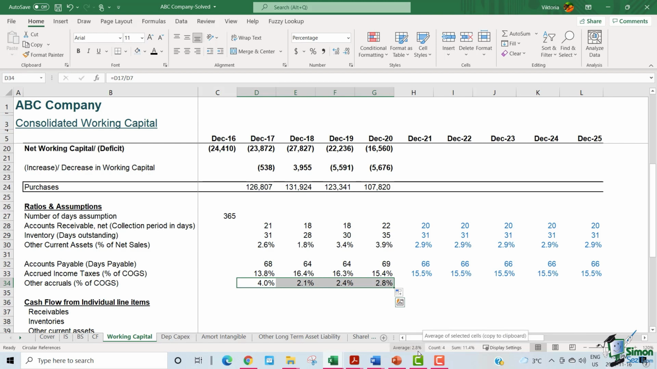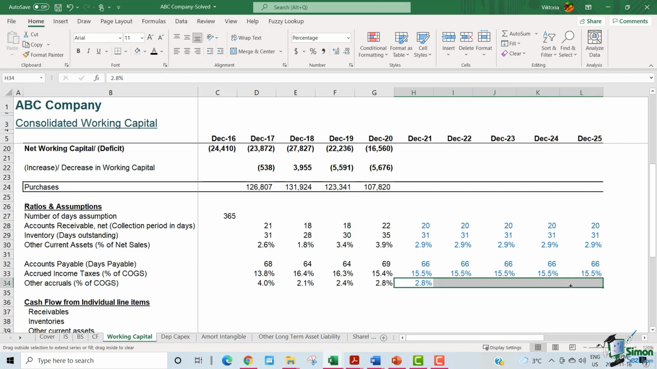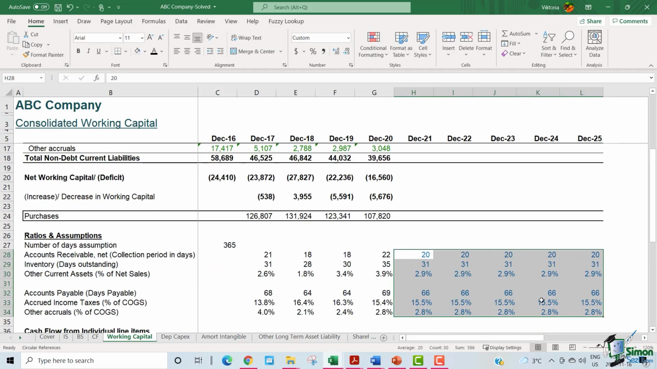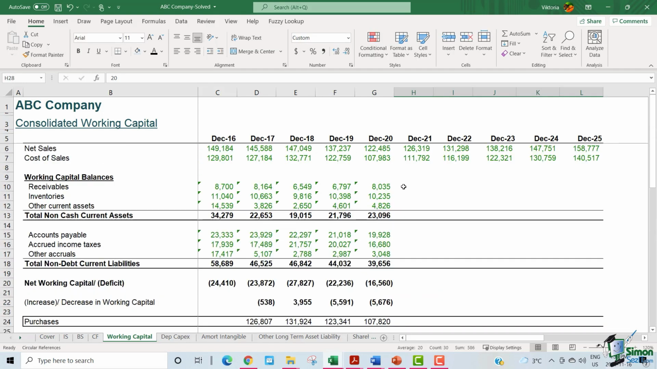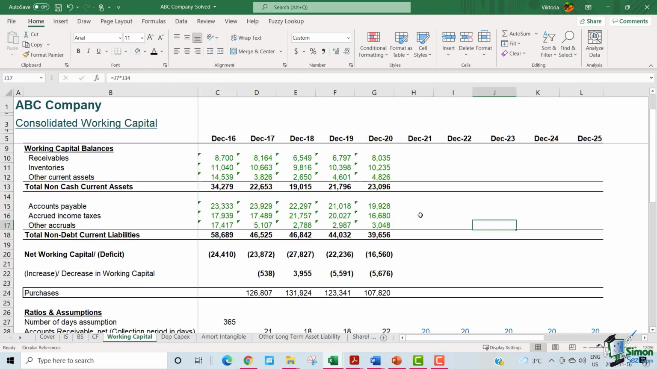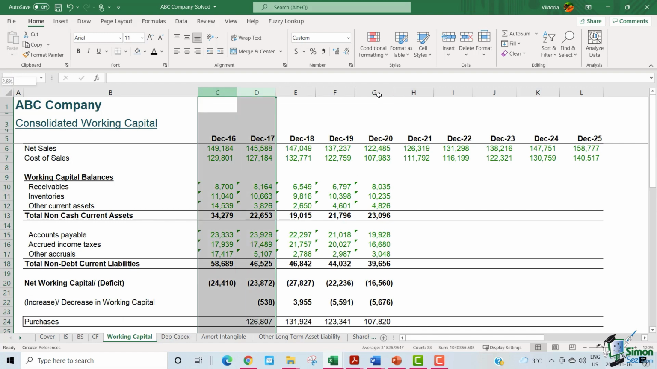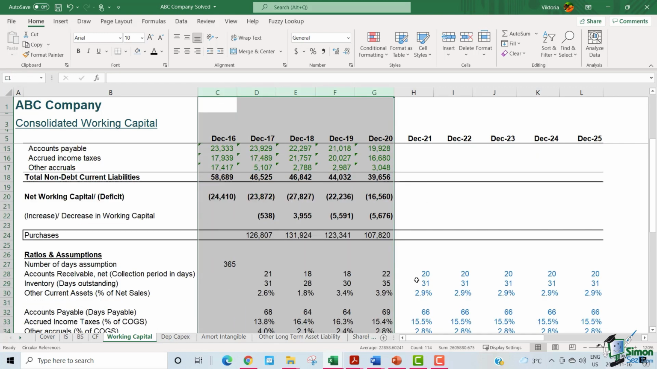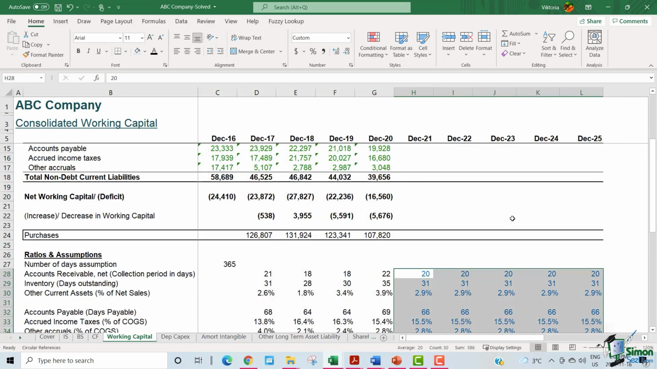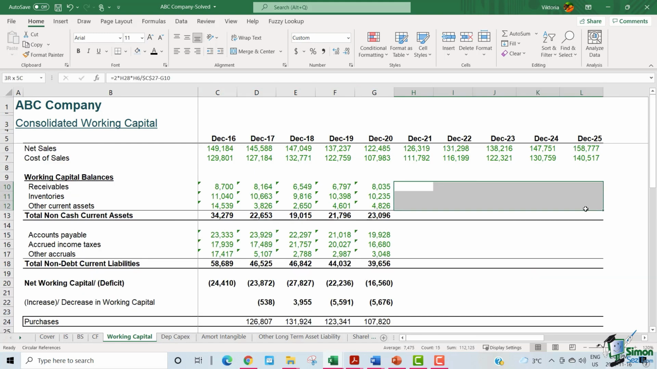Again, we determine the average, which is around 2.8%, and we use that average for the future years. Now that we have these assumptions, let's forecast the future current assets and current liabilities for ABC. Previously, in order to calculate the numbers in blue, we had to use the historical numbers that we had available. Now, we have the ratios and we need to determine the forecasted numbers in the future periods.